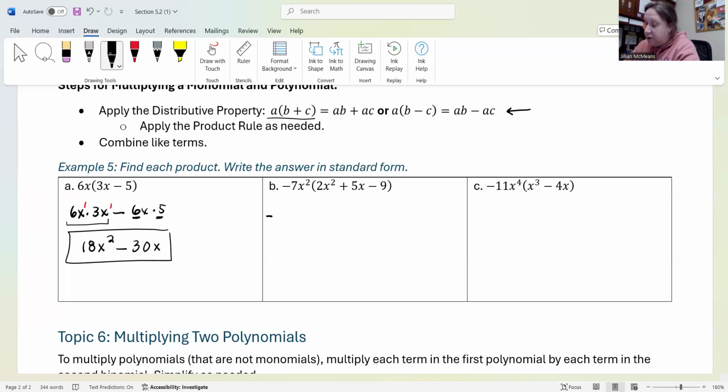That's going to be a negative. So I've got negative 7x squared times 2x squared. I've got negative 7x squared times 5x. So again, that's going to be a negative. So we write it as minus 7x squared times 5x.